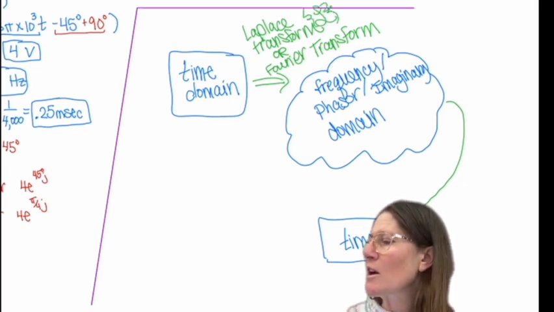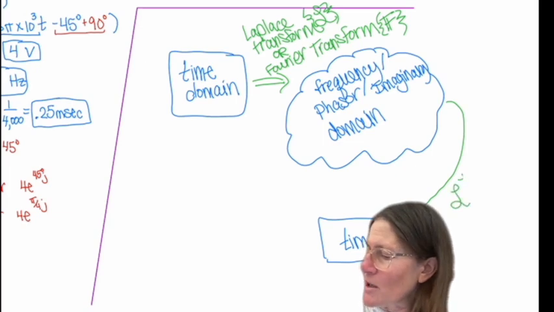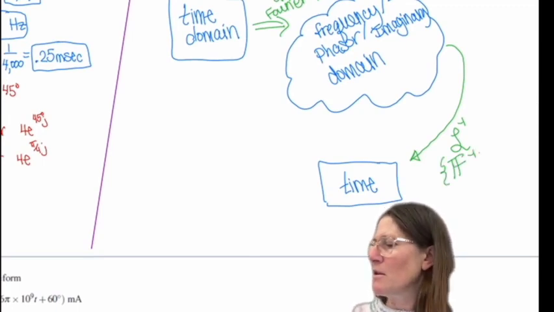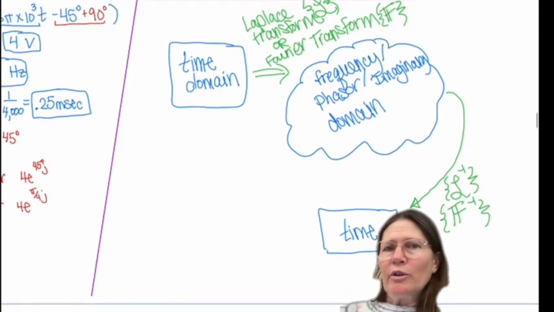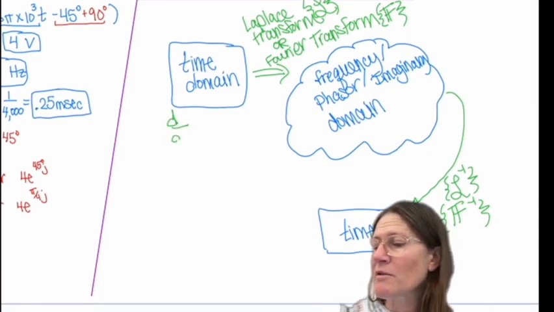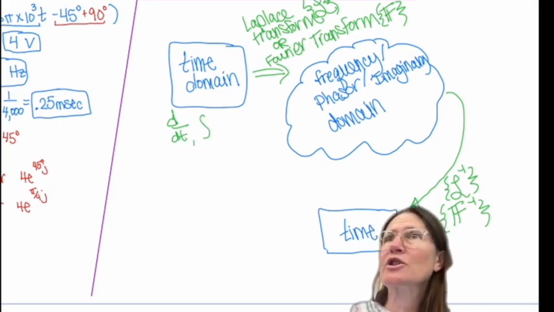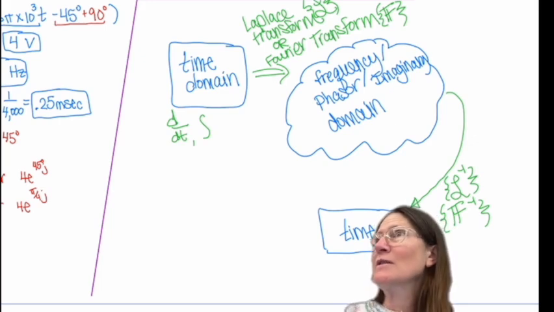This one's usually an L. This one's usually an F. So here we would take an inverse Laplace or an inverse Fourier. So what this allows us to do is, in the time domain, we may have a differential or an integration, and this is with time.